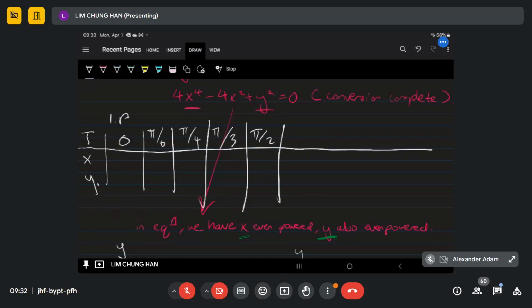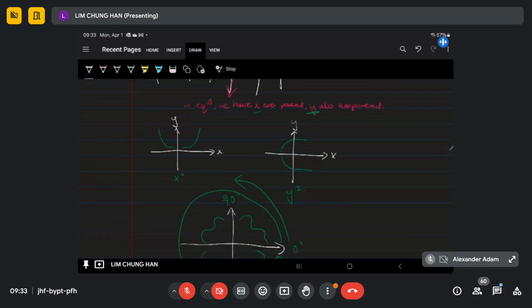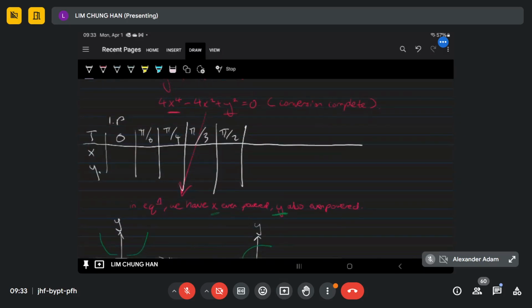Do you understand? Plot these points on your own and tell me what the shape is. I give you 5 minutes. Find the x and y, and then plot the shape from 0 to 90 degrees. In the meantime, I will share the attendance link as well. All right, 5 minutes. Plot the shape.